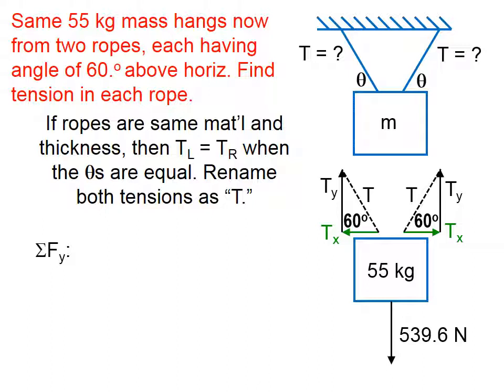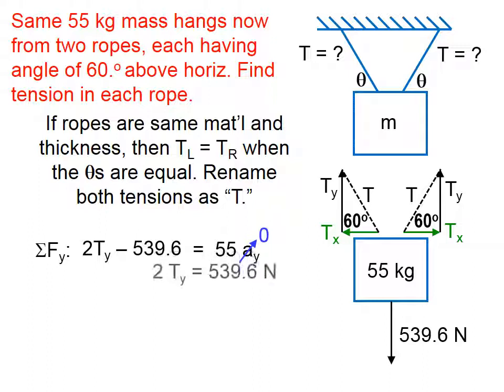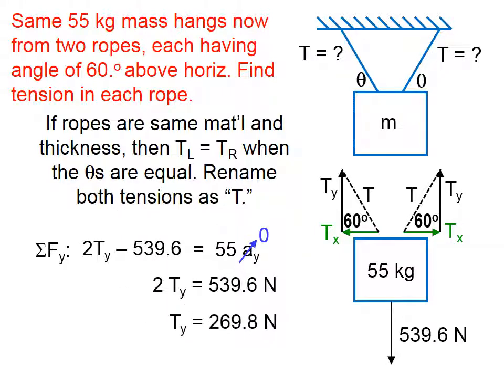I'm going to call up to be positive. Notice that we've got a T y there and another T y there. That's two T y's. We have the weight acting downward. The sum of those forces, according to Newton's second law, should equal the mass of the object times the acceleration in that y direction. This mass is at rest, so the right side reduces to 0, which means that 2 times this T y component is equal to 539.6 newtons, which means if we divide both sides by 2, the T y is 269.8 newtons.